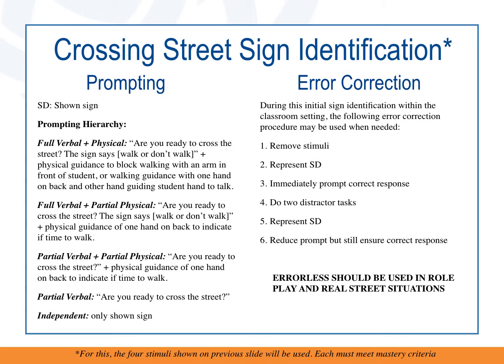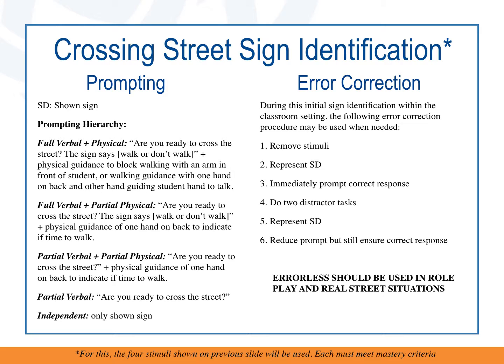And then hopefully being able to fade that out, so that just seeing the sign is enough to elicit the correct response. During that very initial stage in the classroom, it's just: do you take a step or do you not? Doing error correction if necessary. Ideally, we're doing as much errorless as possible, but if error correction is necessary, so if they start walking and actually walk into your arm, remove the stimuli, re-present the picture, and immediately prompt that correct response. Do a quick distractor task, a high five, clap your hands, something easy.